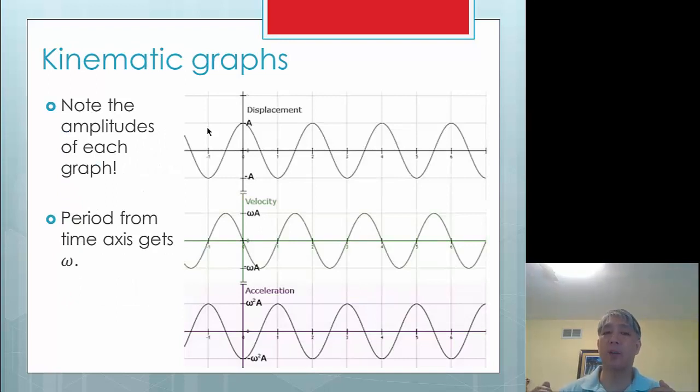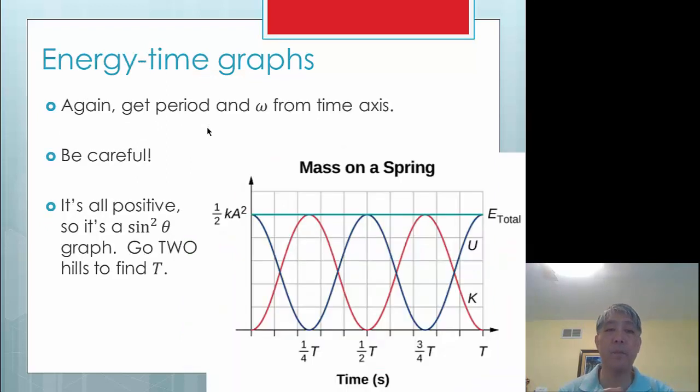So the kinematic graphs of displacement, velocity, acceleration: we're going to be getting our period from the time axis, and as long as we have the period, we get frequency, and if we have frequency, we have omega, because omega equals 2 pi f, or 2 pi times the frequency. When I get an energy time graph, again, as long as I have time, I can get period, but you have to be careful with the energy graphs.